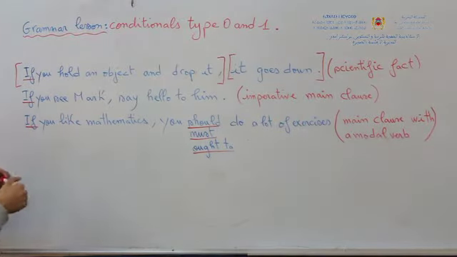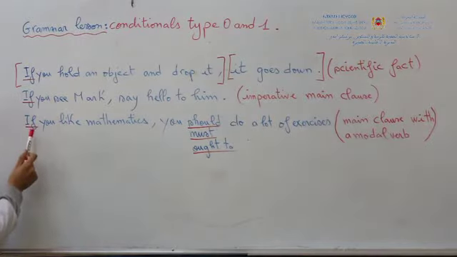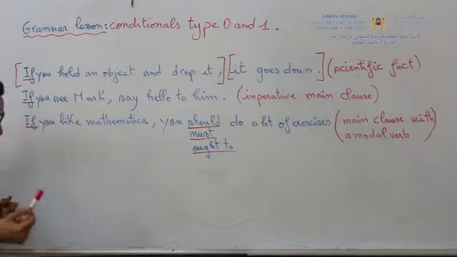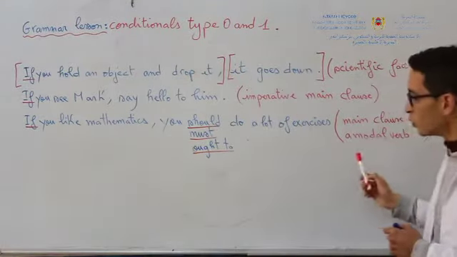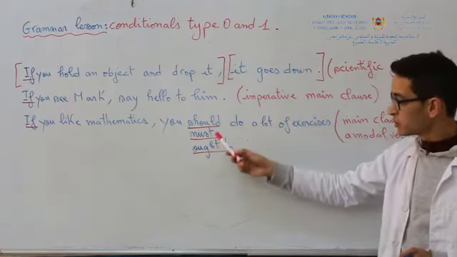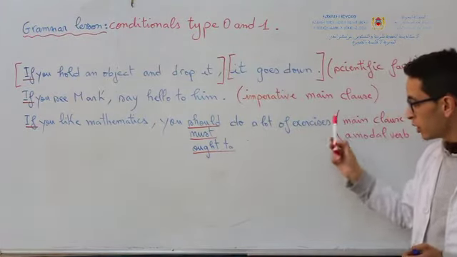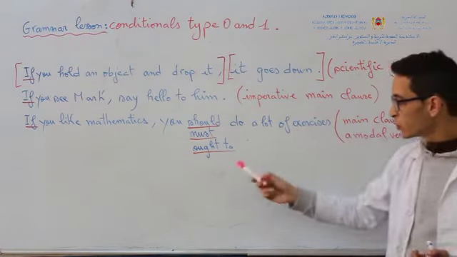Let's go back now to our examples. Now let's start with example 3. If you like mathematics, you should do a lot of exercises. Or if you like mathematics, you must do a lot of exercises, or you ought to.